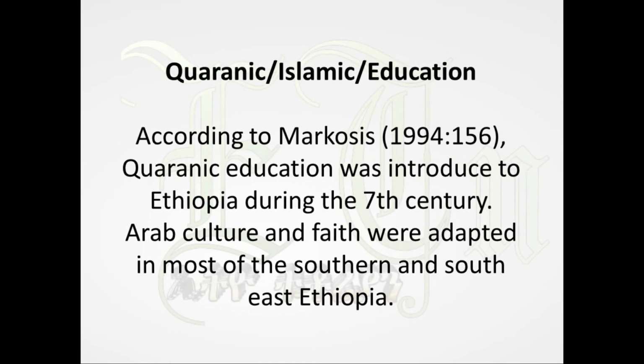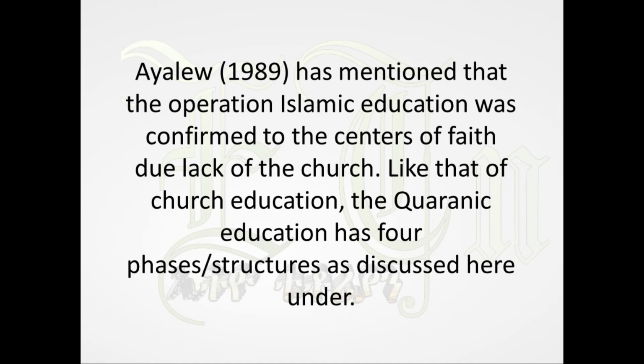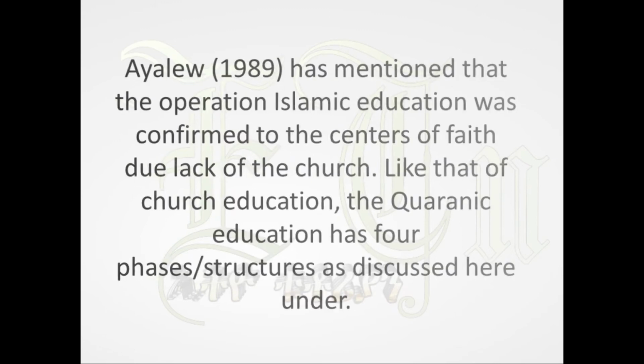Quranic Islamic education, according to Markos, 1994, page 156, Quranic education was introduced to Ethiopia during the 7th century. Arab culture and faith were adopted in most of southern and southeast Ethiopia. Yalew, 1989, has mentioned that Islamic education was confined to the centers of faith due to the lack of the church. Like that of church education, the Quranic education has 4 phases, structured as discussed hereunder.